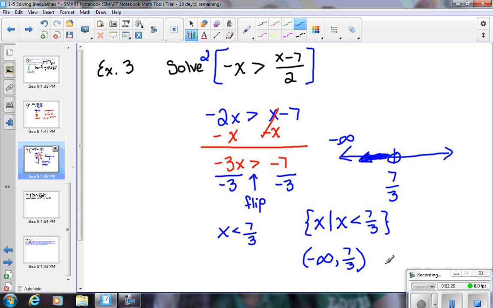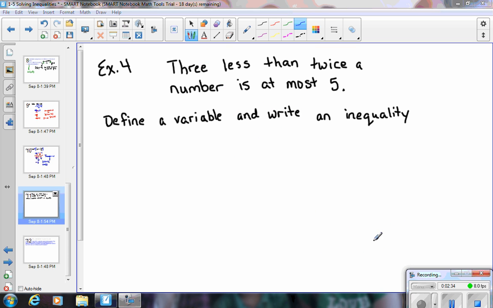When you're doing your homework, you do not have to do both methods of writing your answer, but I would recommend that on some problems you do the set builder notation, and on some problems try the interval notation. Now we're going to take a sentence, a number sentence, and change it into an inequality. We're going to write an inequality for this.